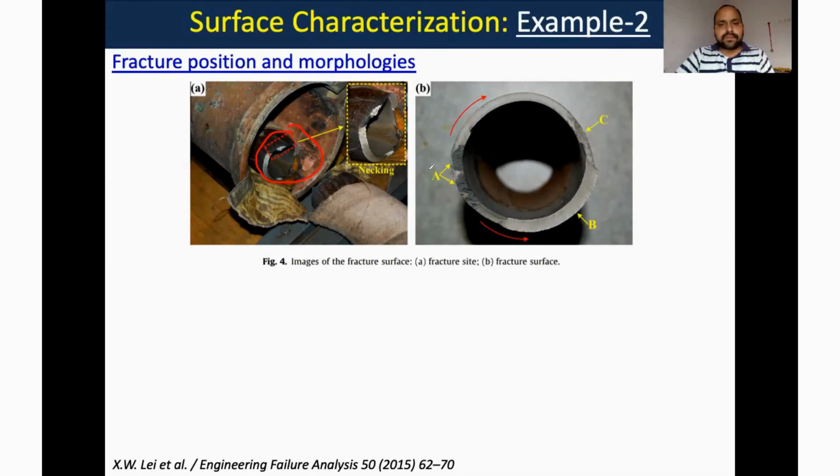In the fracture surface, you have three different kinds of surface. One is the A area, where you can see these kinds of semicircles are formed. Are you able to see here? These two semicircles are formed here, and then if you see here, these two semicircles are there, right?